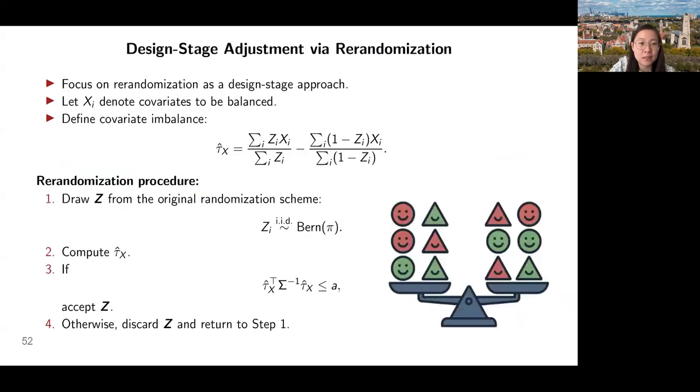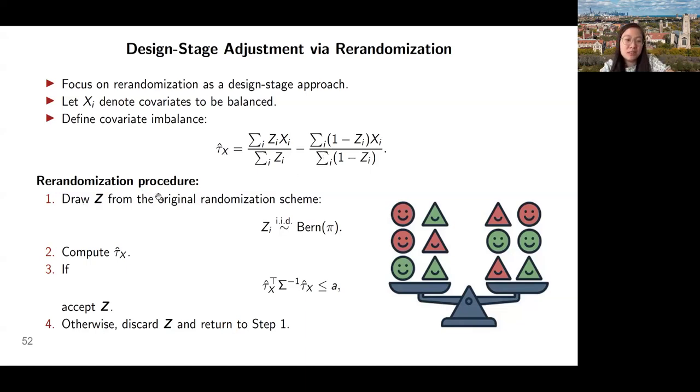Okay, so here we focus on re-randomization as a design stage approach. What we do is the following. Let xi denote some covariates that we want to balance, and we define this covariate imbalance measure, which is the difference in mean of those covariates. In a way, this is the difference of those covariates in the treatment and the control group.